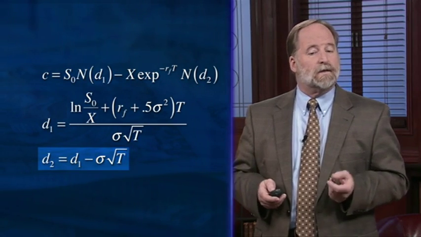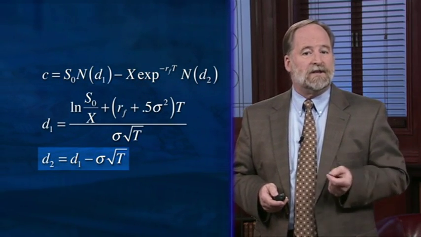Okay, so what we need here is N of D1 and N of D2. N of D1 is the probability that a normally distributed variable with a mean of 0 and a standard deviation of 1 is less than D1. To calculate it, you would use your Excel spreadsheet. Specifically, you can use the function NORMSDIST, and then you put the number that you want to use for D1 in there. That will spit out N of D1.